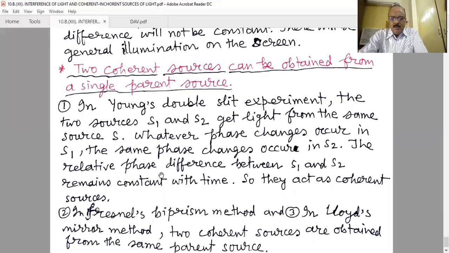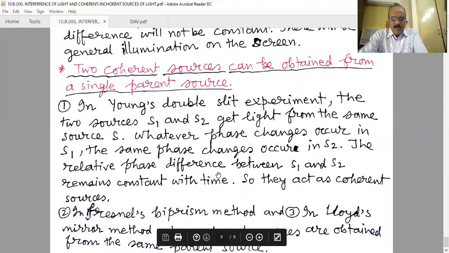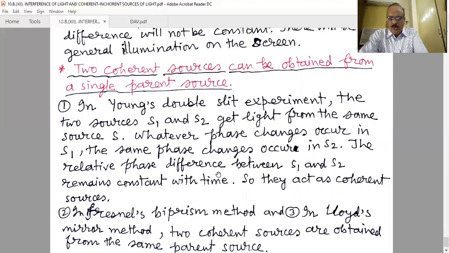And we consider them coherent sources. There are two other experiments also, which are not in your syllabus: Fresnel biprism and Lloyd's mirror. In all cases, two coherent sources are obtained from the same parent source, by the reflection method and so on. And in our next lesson, we will learn about the Young double slit experiment, and we will find out the fringe width.